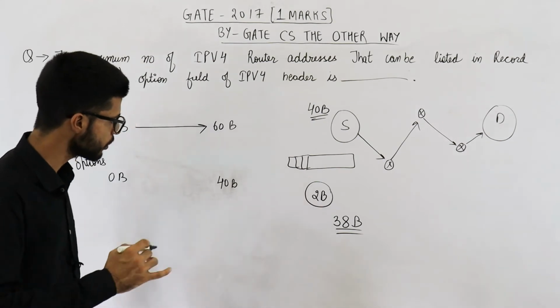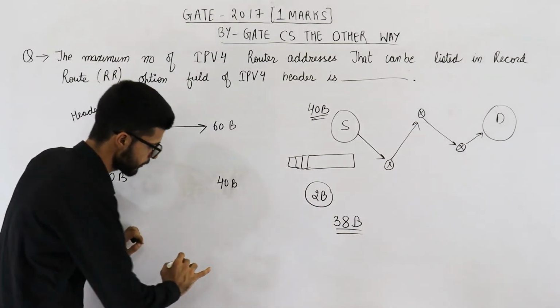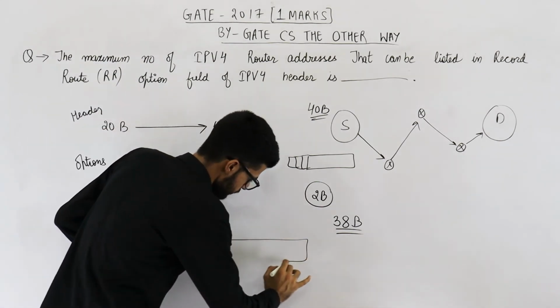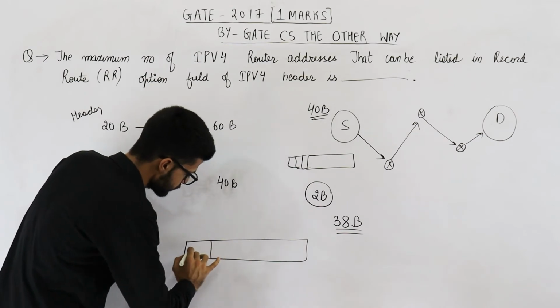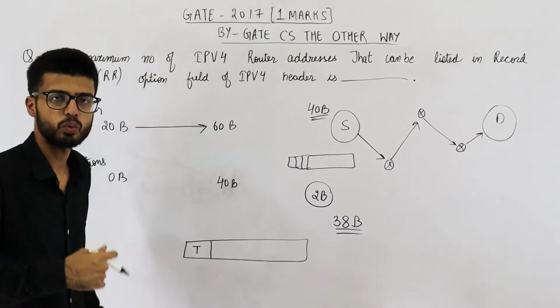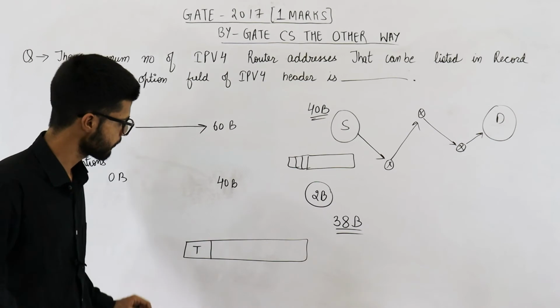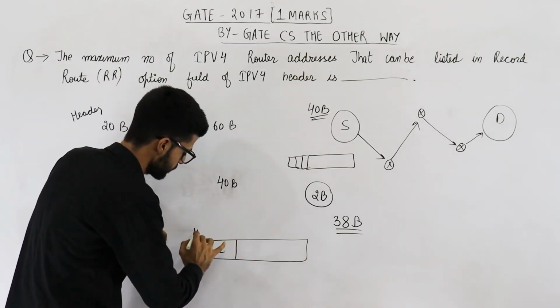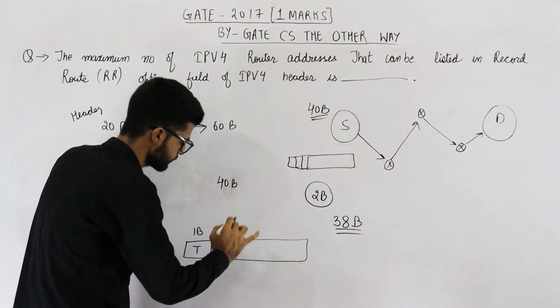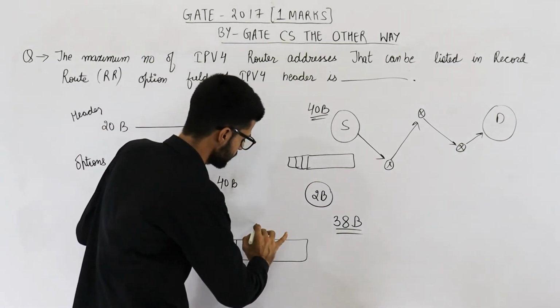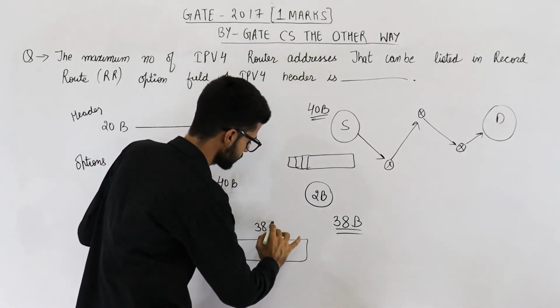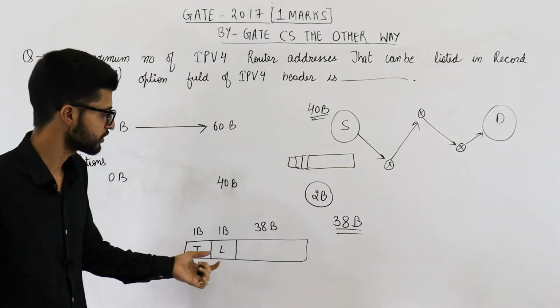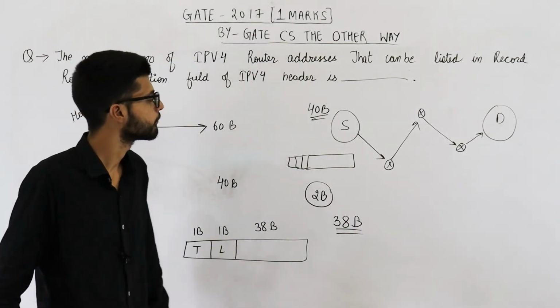So out of these 40 bytes, first byte is for type. That what kind of options do we want to use? Then next byte is for length. So this is 1 byte. This is 1 byte. And then remaining 38 bytes are available to use for saving the IP addresses.